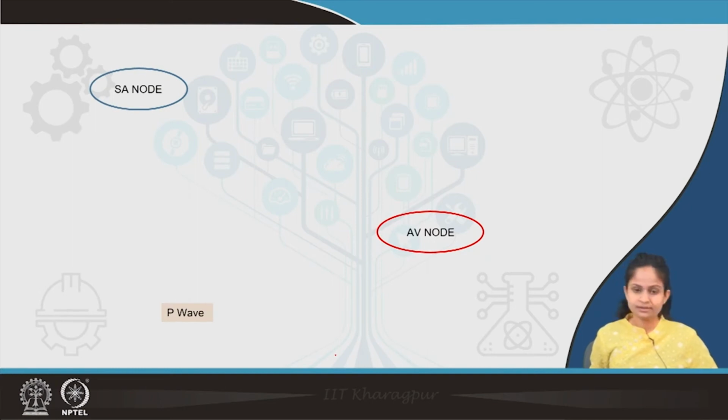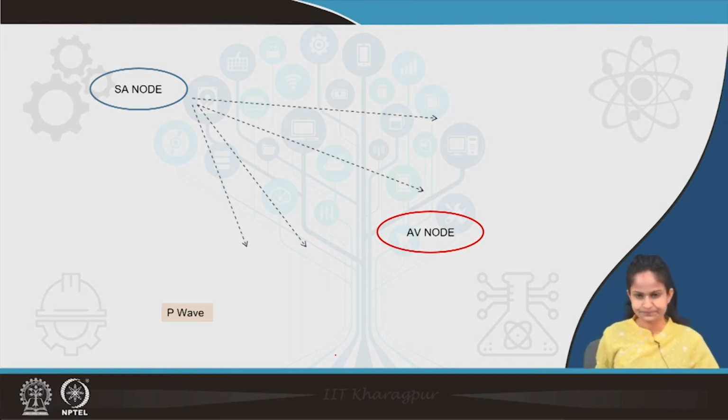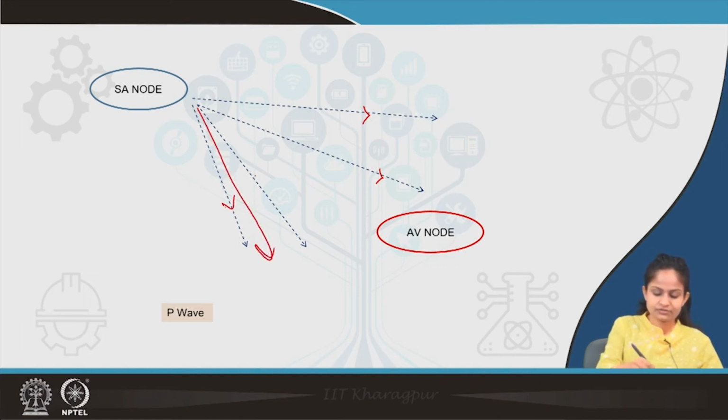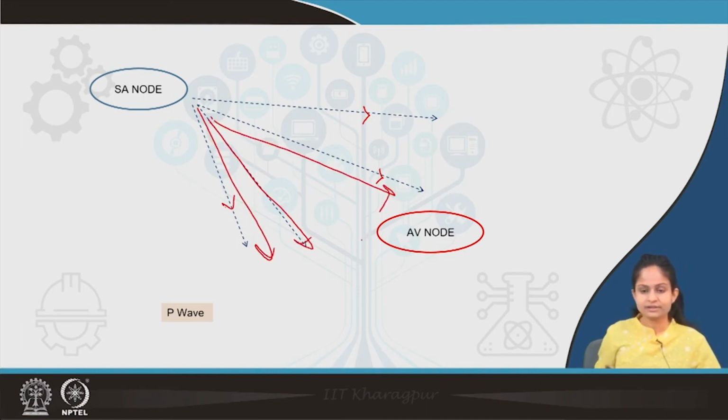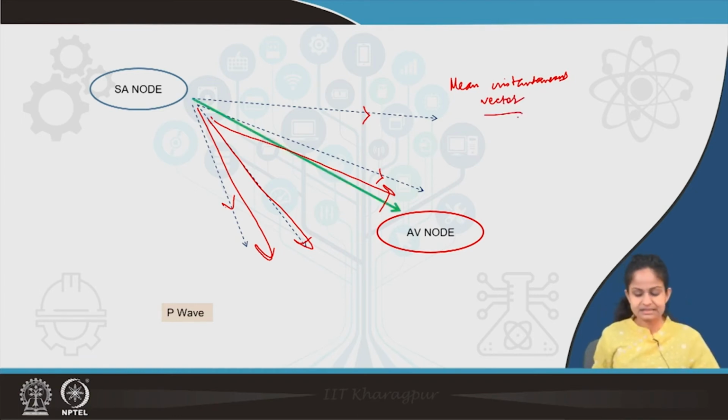Now, what is the configuration of various waves in this hexaxial reference system? First, we will see the P wave. The P wave is only one wave, it is the atrial depolarization. We can see various instant vectors travelling from SA node to AV node. But our ECG records the mean of all these vectors, which is known as the mean instantaneous vector.